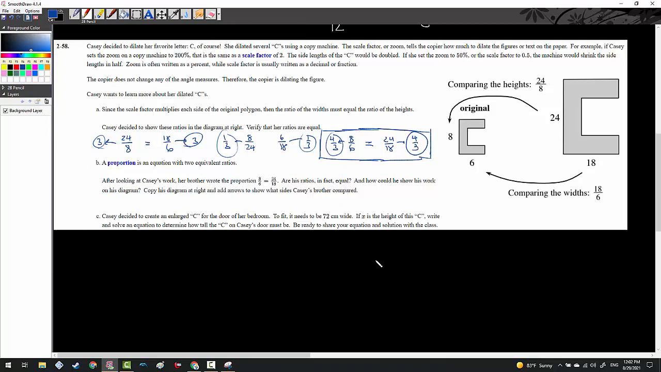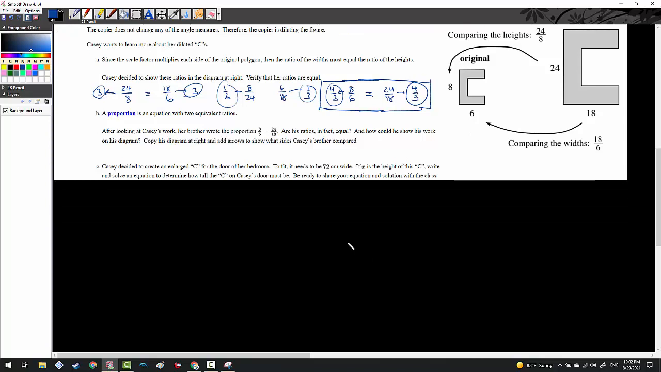It says, Casey decided to create an enlarged C for the floor of her bedroom. To fit it, it needs to be 72 centimeters wide, so side to side. If X is the height of C, write and solve an equation to determine how tall the C on the door must be. Okay, give me a second. Let me grab this, and we will go.